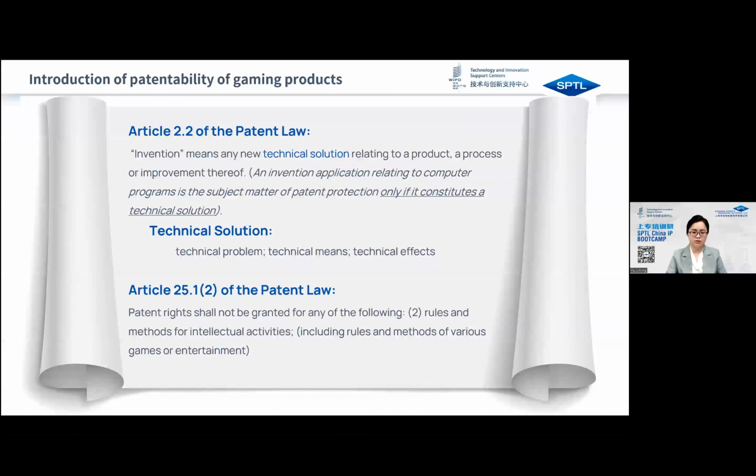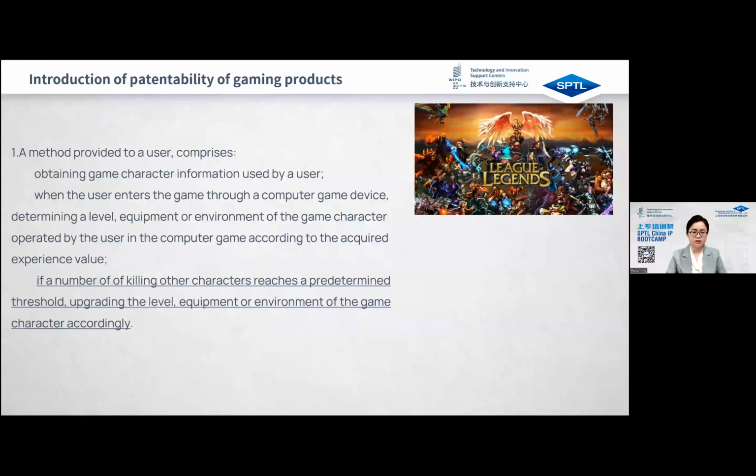Then, regarding technical solutions, it mainly covers three aspects: technical problems, technical means, and technical effects. Therefore, in practice, it is necessary to combine technical problems, technical means, and technical effects, and package the game rule into a technical solution in order to obtain protection by an invention. Now, let's see an example which relates to a game rule.